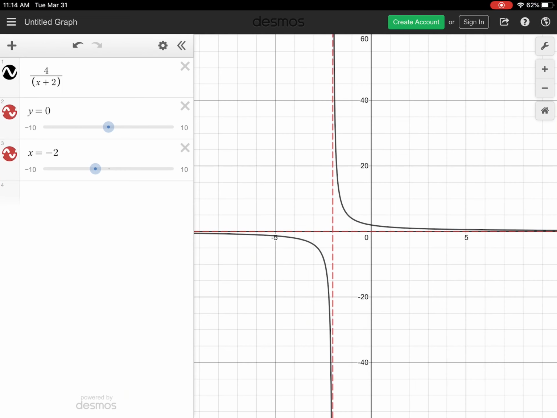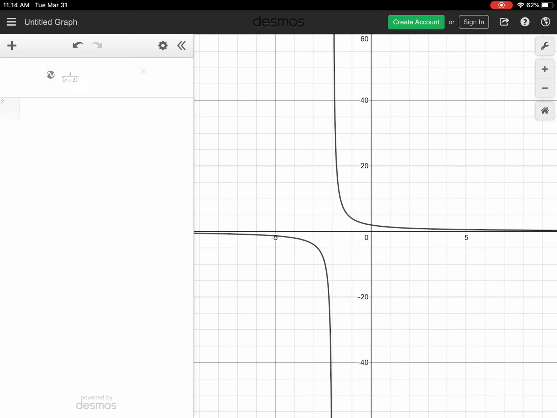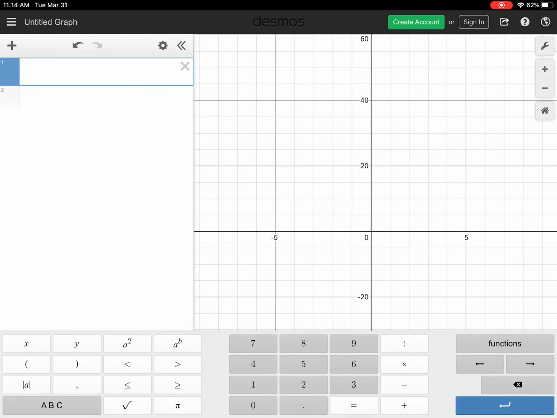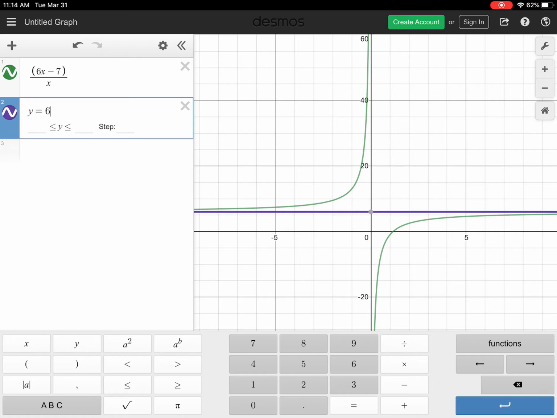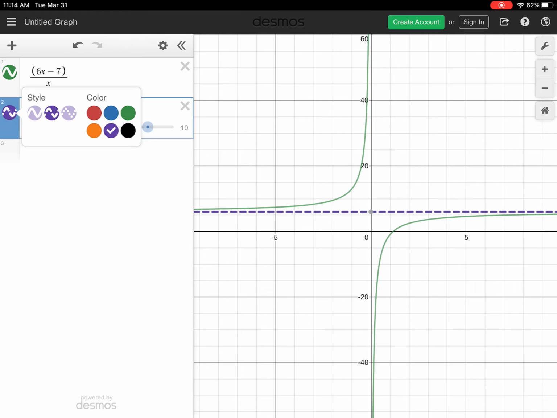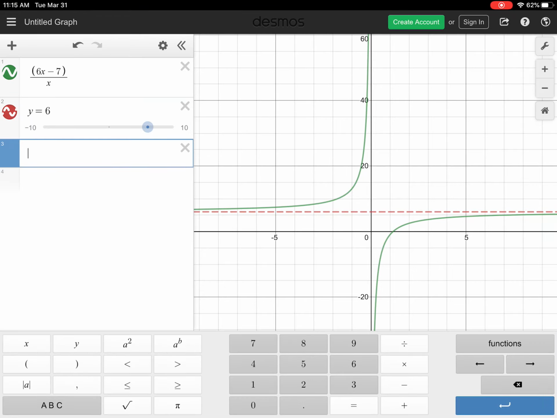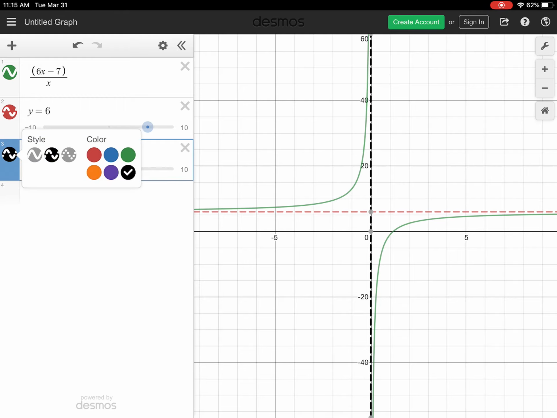And let's just double check this. The function was 6x minus 7 over x, and we know that we have a horizontal asymptote at y equals 6. Let me graph that as a dotted line. And we do have a vertical asymptote at x equals 0. I'm going to graph that using a dotted line.